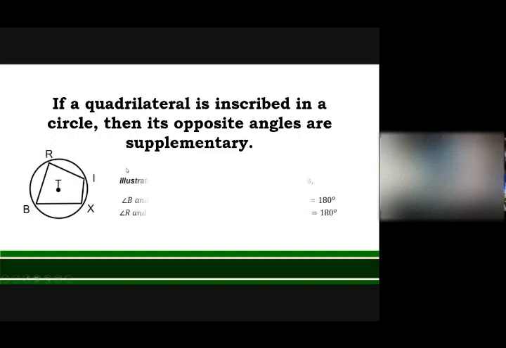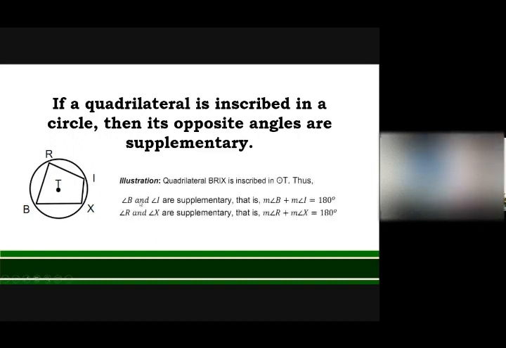Okay? So, angle B and I are supplementary. That is, angle B plus angle I is equal to 180. Angle R and angle X are supplementary. That is, angle R plus angle X is 180. So, yun po yung explanation kapag meron tayong quadrilateral sa loob ng inyong circle. Okay?